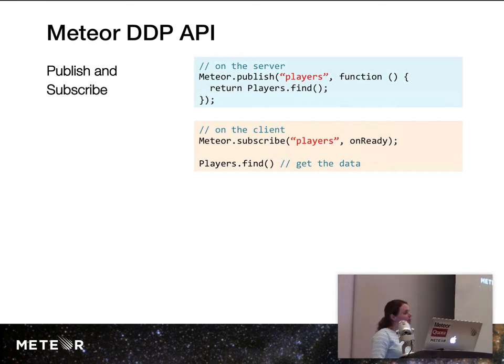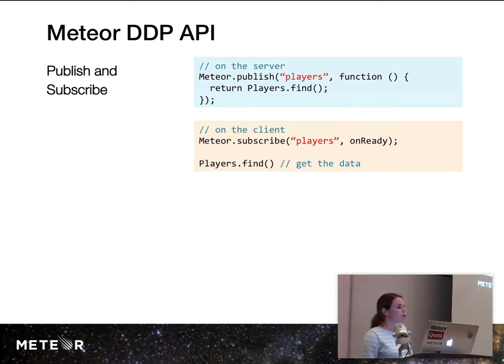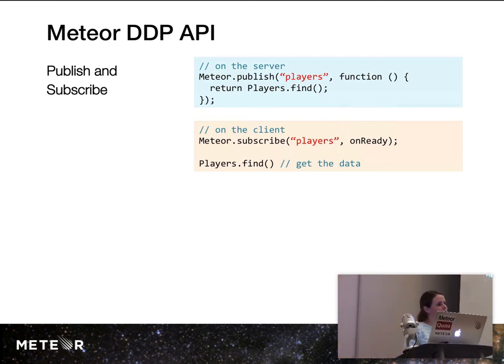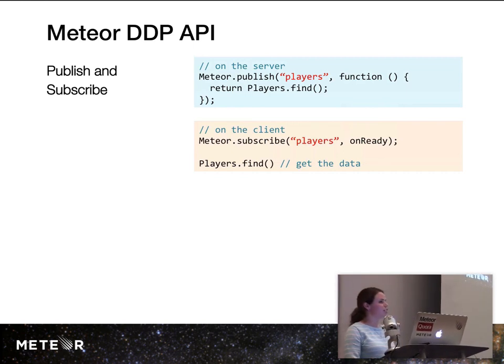There's also a lower level API that we're not showing here that allows you to create a DDP publication out of data that may not live in a database. So you can publish something that you get from a REST API. You can publish something you get from a sensor. From any data source, you can create a DDP publication. So it's not limited to just database cursors.